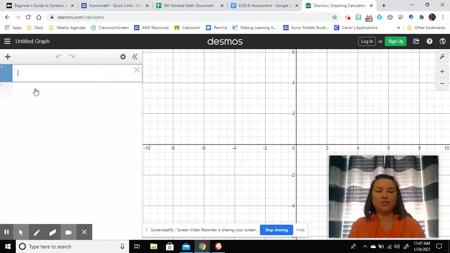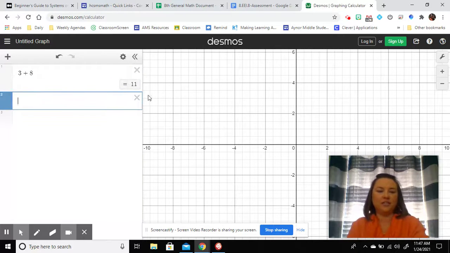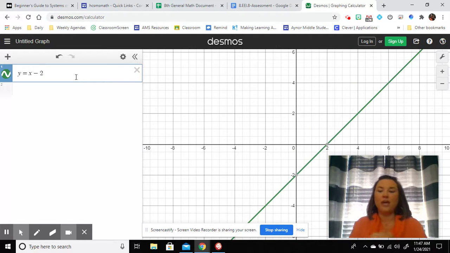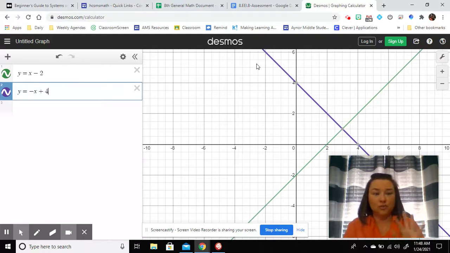Now, sometimes we use Desmos just to add, subtract, multiply, and divide, like 3 plus 8. Oops, I hit the wrong thing. 3 plus 8, and hit enter, and it tells us there's your answer right there. But sometimes we want to use it to graph, and here we're going to use it to graph. So I'm going to type in my first line, y equals x minus 2. And if you notice over here in green, it is graphed, the first line that I graphed by hand. And then I'm going to type in the second equation, y equals negative x plus 4. And in blue or purplish, it's graphed the other line that I graphed.